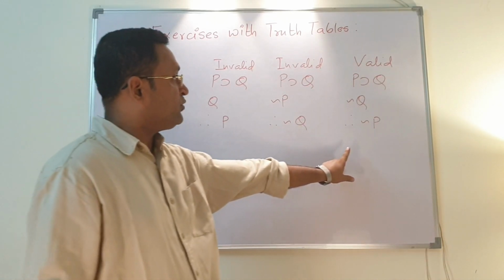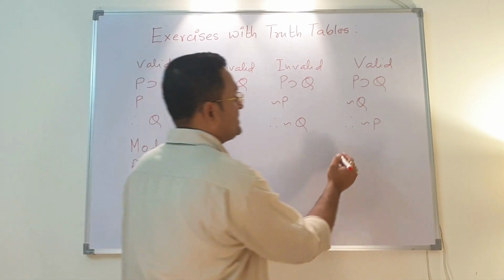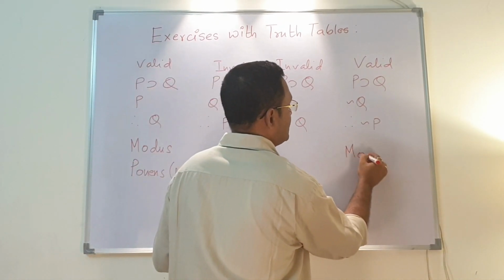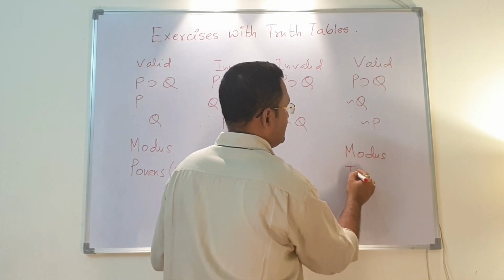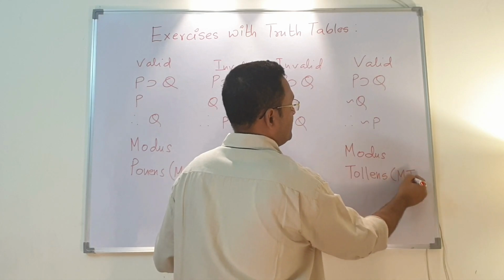Similarly, this argument is also a valid argument. It has a very specific name. It is called modus tollens. Short form is MT.